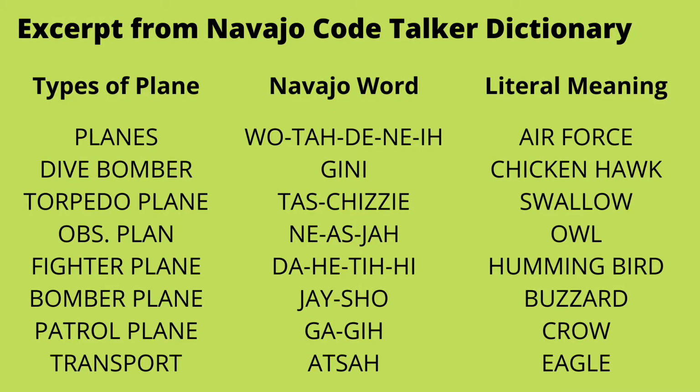Navajo words were chosen to represent various implements of war. For example, different types of plane would be represented with different Navajo words for types of bird. A patrol plane would be a crow, a dive bomber, a chicken hawk, and so on. Now, what this meant was that even if a native Navajo speaker happened to overhear a message, they wouldn't be able to decipher its meaning, offering an additional layer of security.